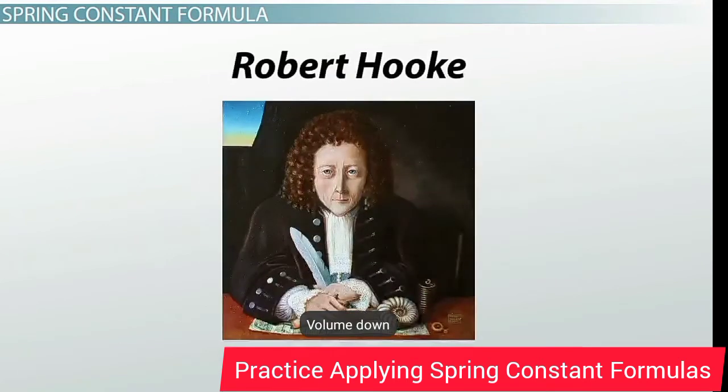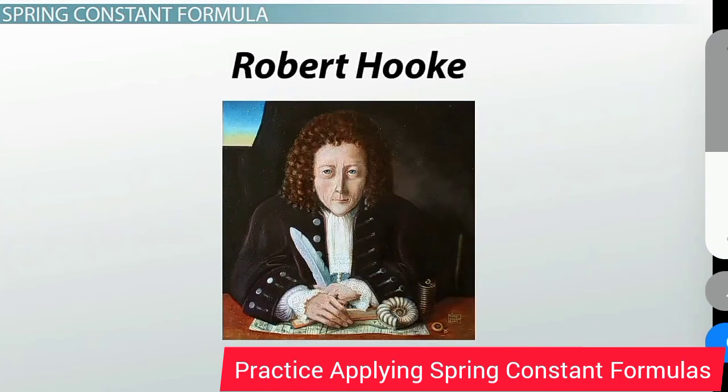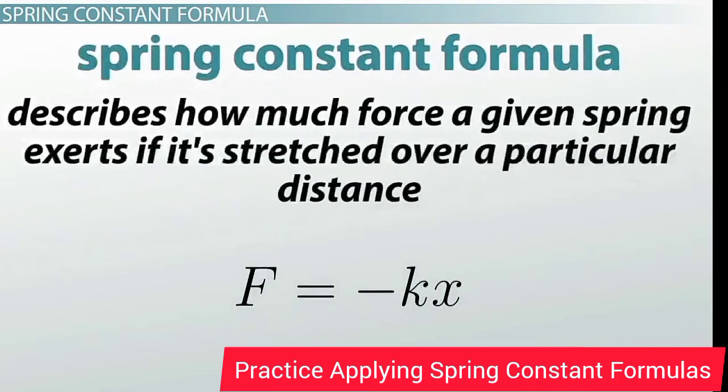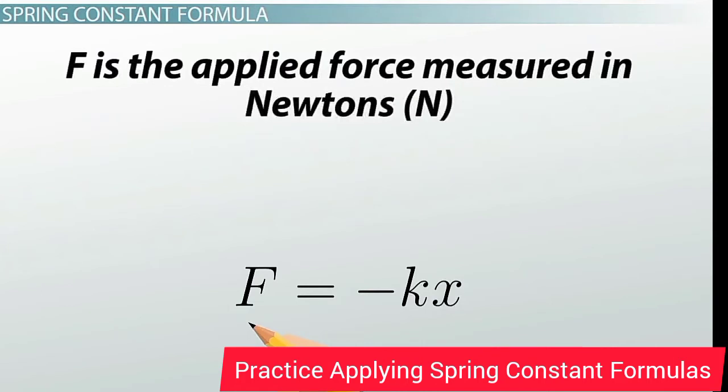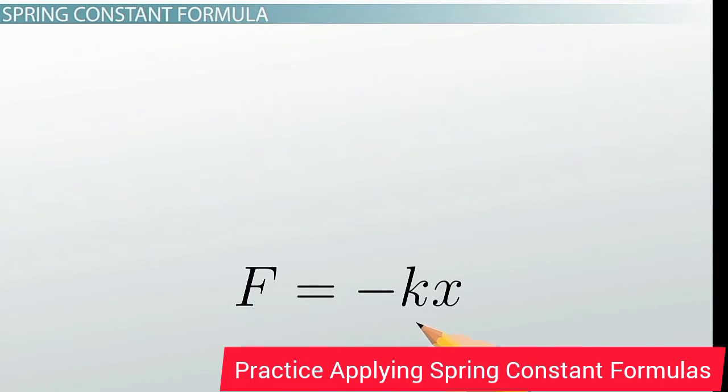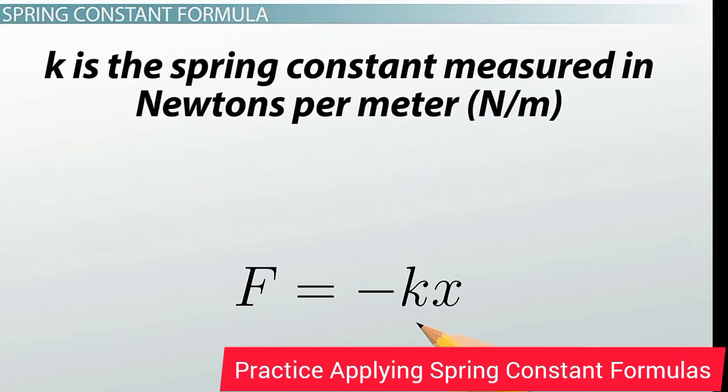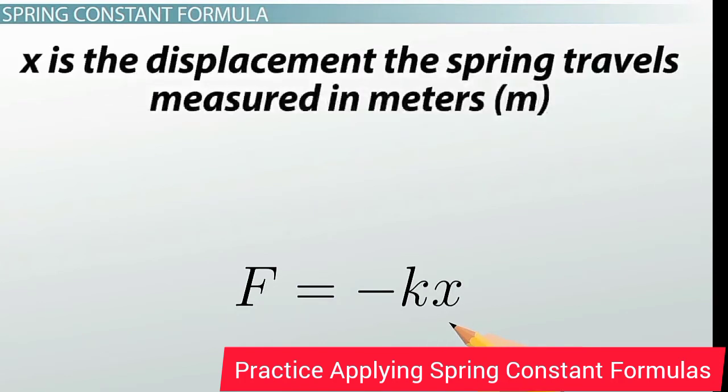Robert Hooke was a scientist that came up with the spring constant formula that describes how much force a given spring exerts if it's stretched over a particular distance. F equals negative kx. Here, F is the applied force measured in newtons, N. K is the spring constant measured in newtons per meter, N divided by m. And x is the displacement the spring travels measured in meters, m.